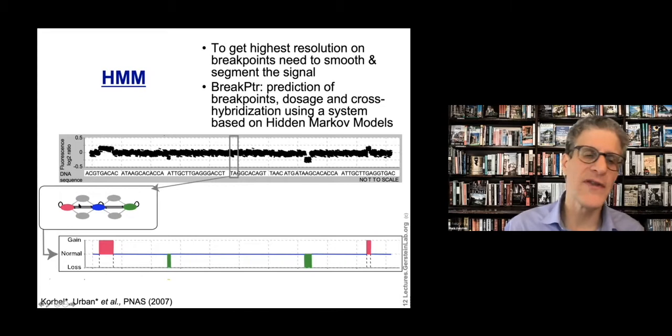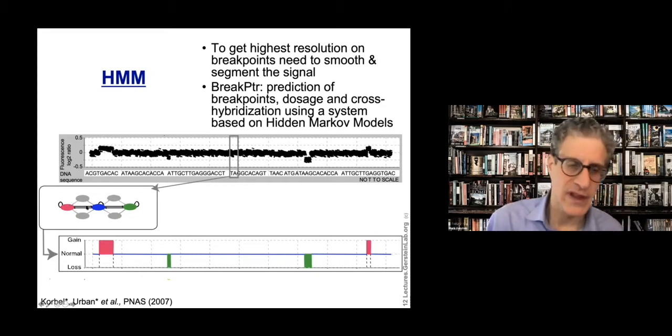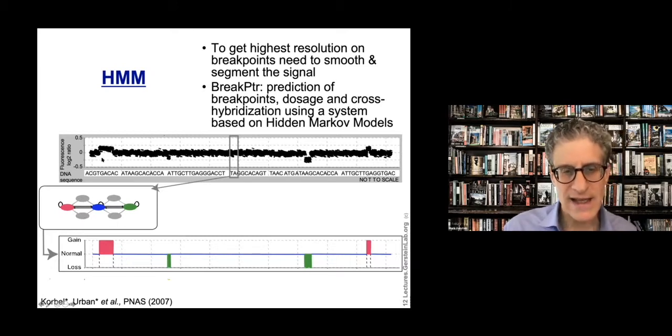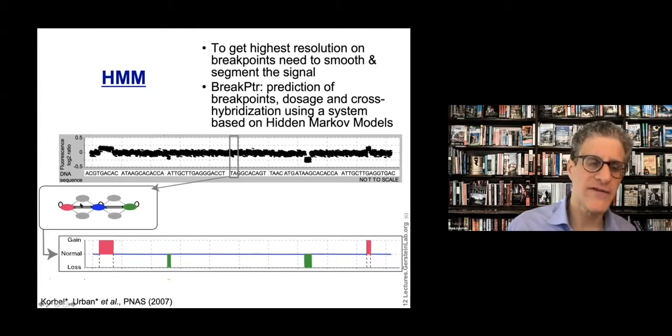And then you have transition probabilities to stay in the normal state, or to transition from the normal state to one of these other states. And so you're going to take this sequence of data, which is a bunch of continuous numbers, and fit it to this model.